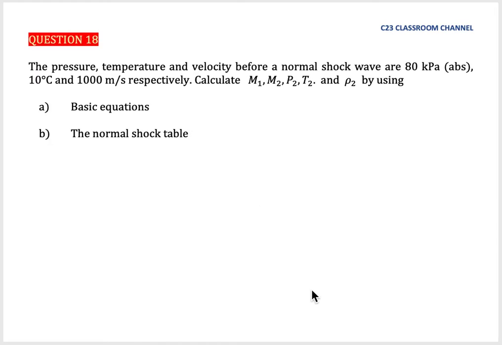So we go for question number 18. The pressure, temperature and velocity before a normal shock wave are 80 kilopascal absolute, 10 degrees Celsius and 1000 meter per second respectively. Calculate the M1, M2, P2, T2 and rho 2 by using the equation and the normal shock wave table.